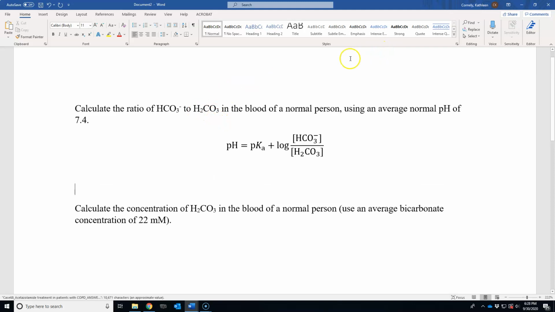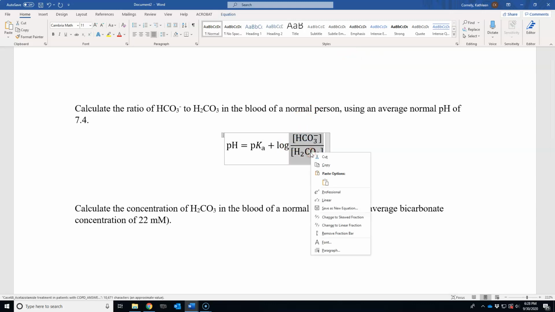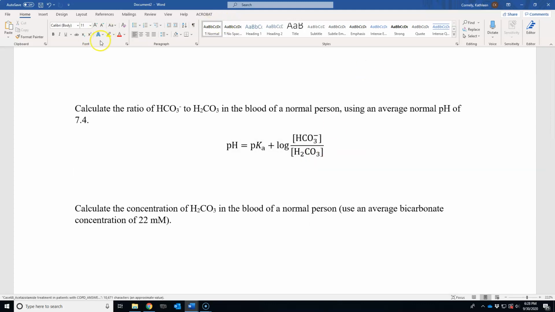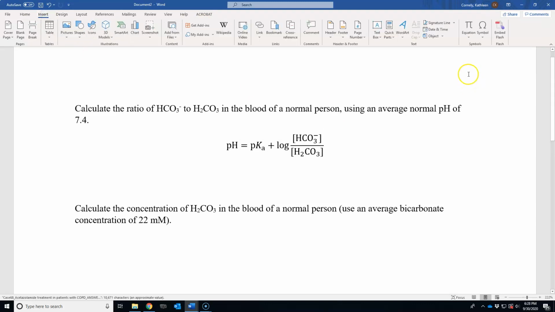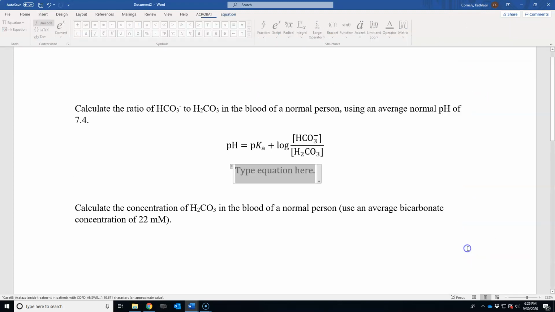All right, now if I substitute in my values, one thing I'm going to do is I'm going to be using this fraction a lot. So I'm going to just highlight that and hit copy. So now when I go through and do my equation, as I go through the steps to solve this equation, I won't have to type it again. So I'll do insert equation, so again, new equation.